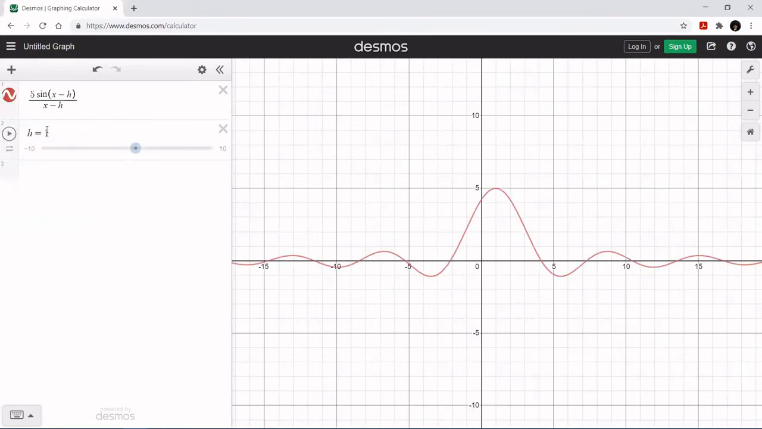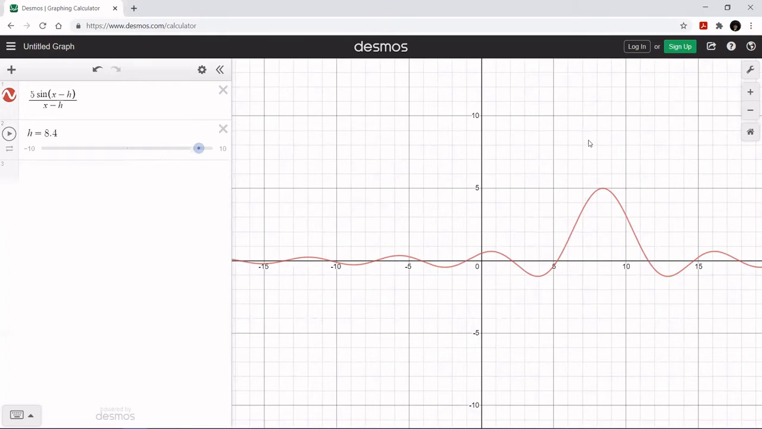So right now, h has the default value 1, so we're really evaluating the sine of x minus 1 divided by x minus 1. And as we saw earlier, that's going to take the sinc function and translate it to the right by 1 unit, as you can see here. Now, if I drag the slider to the right, increasing the value of h, sure enough, the function gets scooted farther and farther to the right. So we no longer have to use our imaginations. We can easily manipulate this graph here in the calculator.